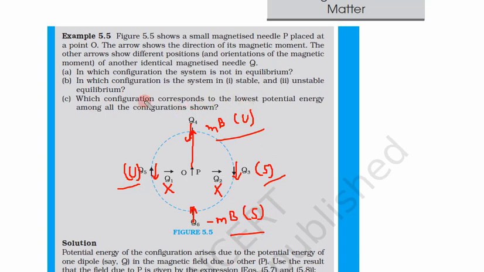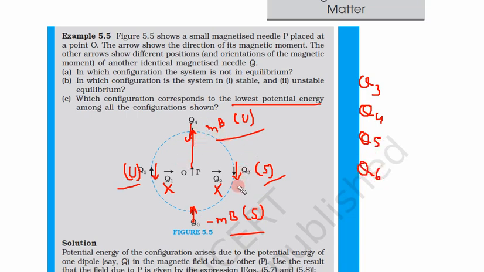So now we have to calculate what is the lowest potential energy of these configurations. What is the lowest potential configuration? So we have 4 configurations. This, let us mark as Q3, this one as Q6. So let me write Q4 first, Q5 and Q6.